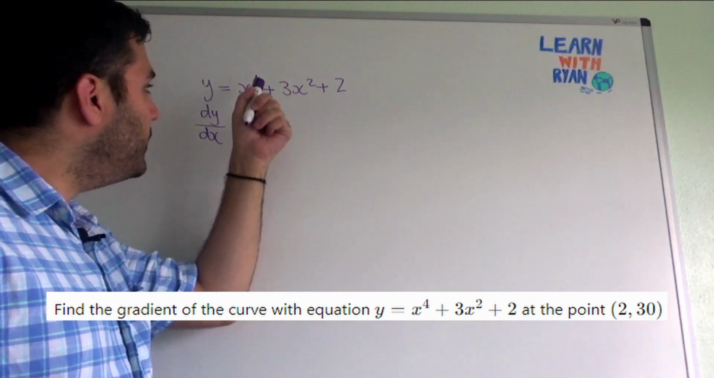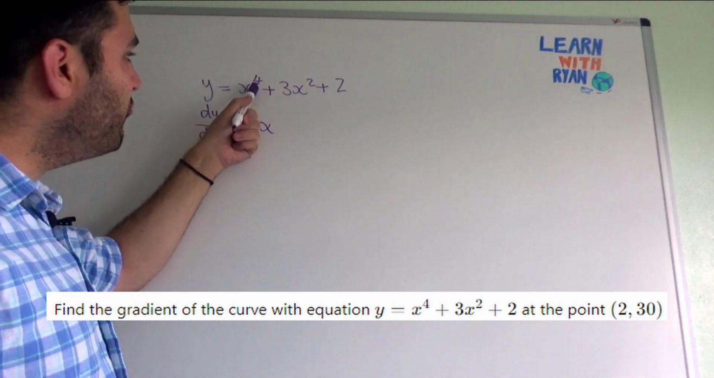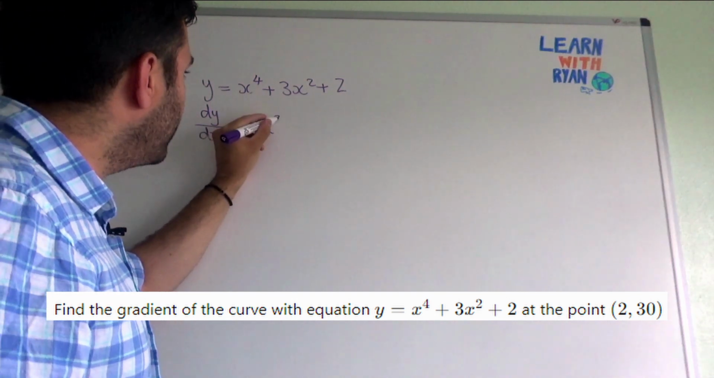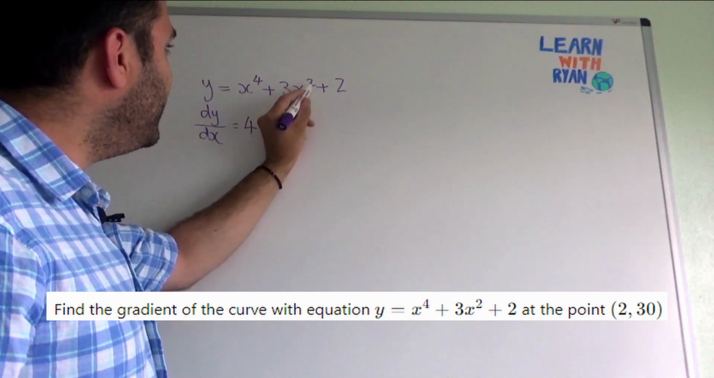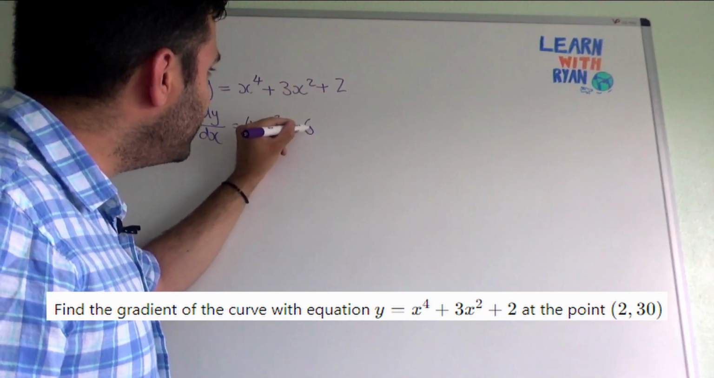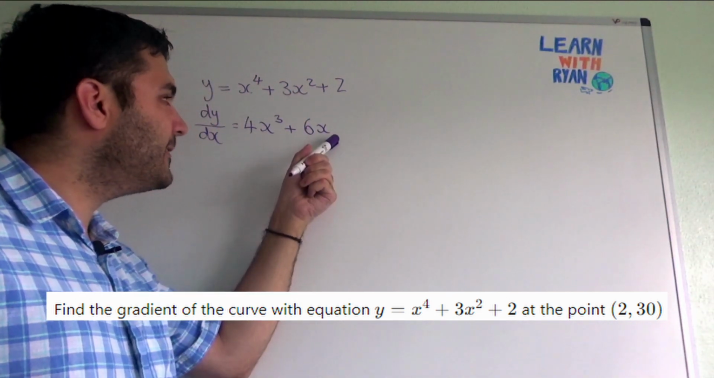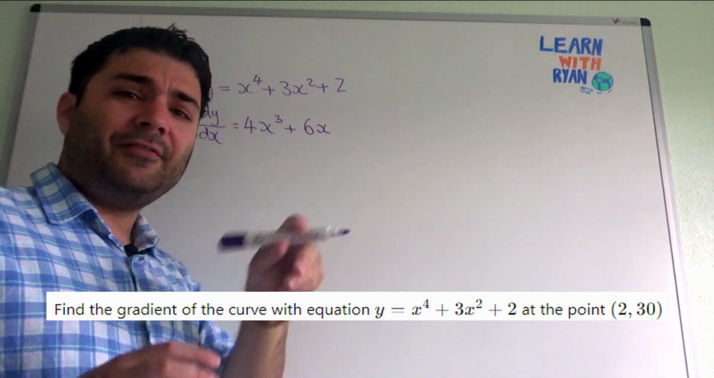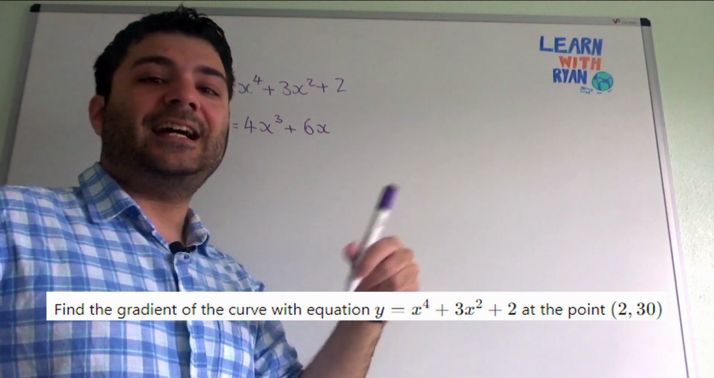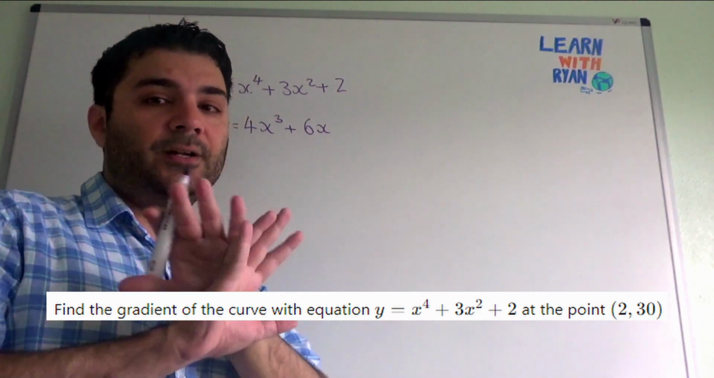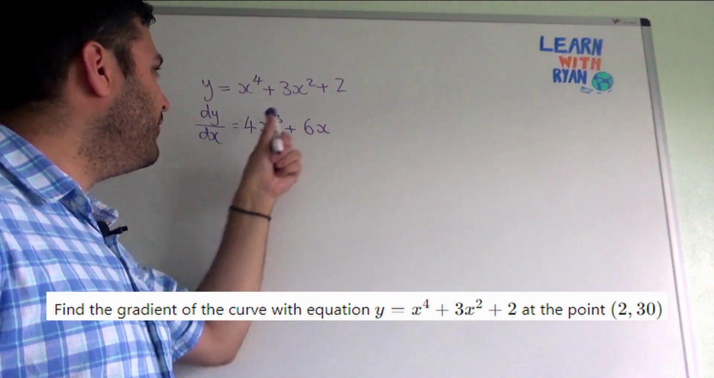So remember what we do is we bring the power down. So we've got 4x, and we decrease the power by 1. So 4x to the 3. Here we do the same thing. So plus, bring the power down. So we've got 2 times 3, which is 6, and decrease the power by 1, which just gives me 1. So we can leave it as x. And here we've just got a number, we haven't got an x term. So if you've just got a constant, just a number at the end, and you're differentiating it, then that number disappears. Okay, so when we differentiate, this is what we are left with.